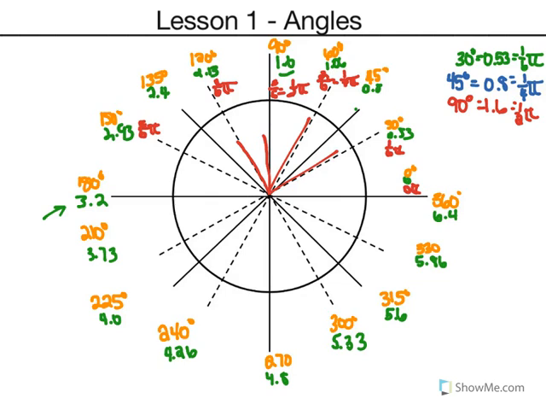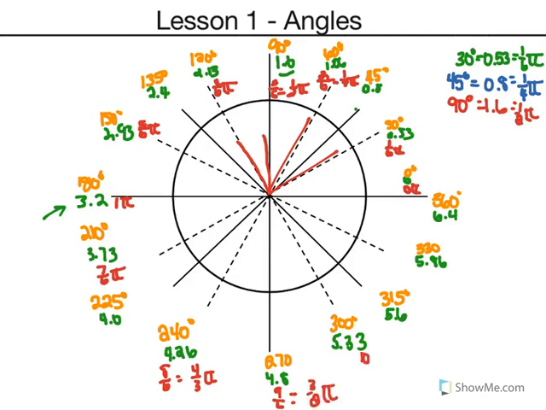This one is 6/6, which is 1 pi. This one would be 7/6. This one would be 8/6, which is the same as 4/3 pi. The next one would be 9/6. Don't forget to go to your 90 spot, which would be 3/2 pi.